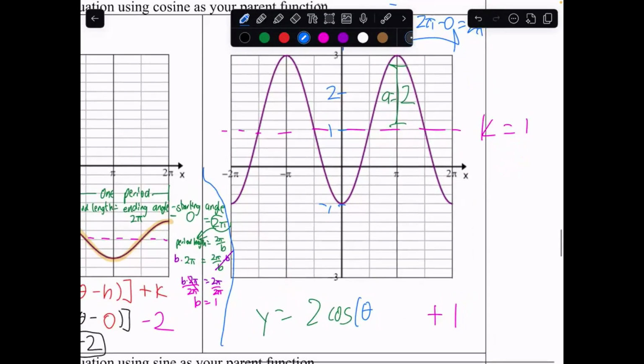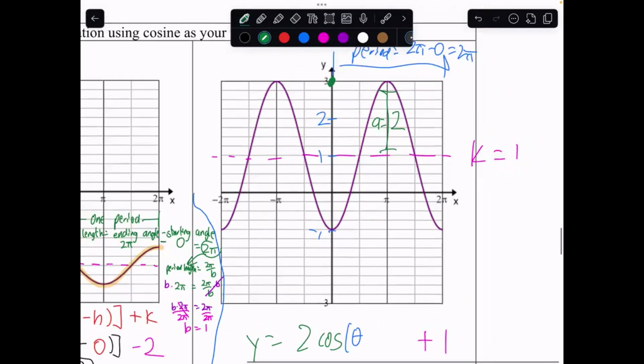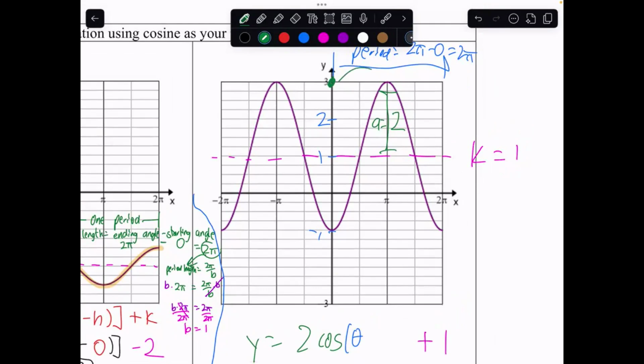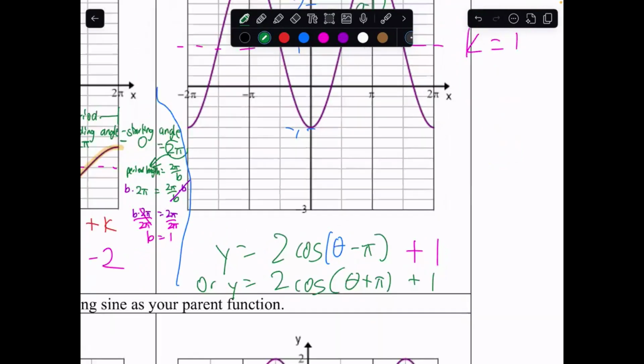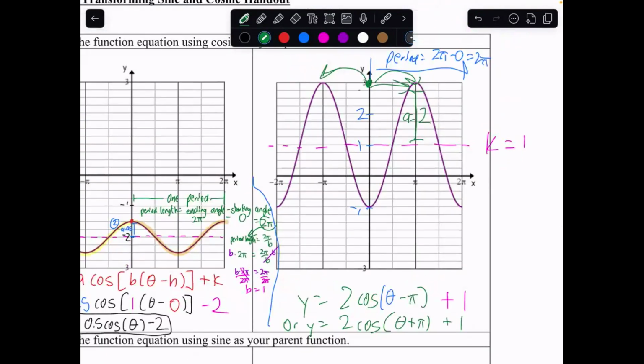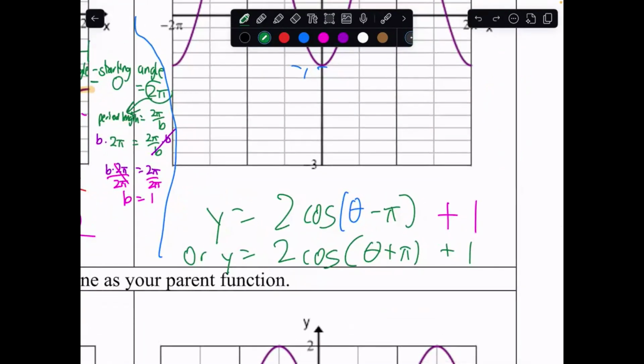Now what about h? Normally cosine has a maximum at 0, but you can see here, it either got shifted to the right to pi or left to negative pi. We're not sure which one. It could be either. So either of these would be correct, because again, you don't know if you shifted right or if you shifted left. And there are actually other ways to do this also, but we'll save those.